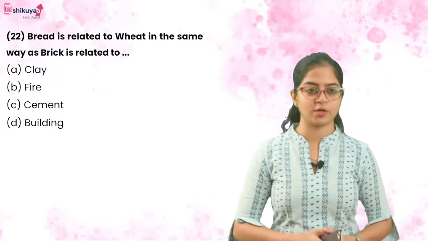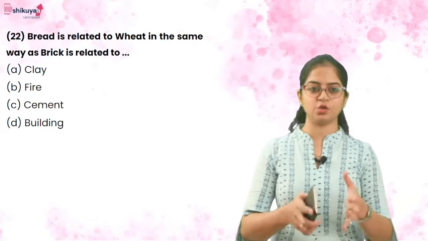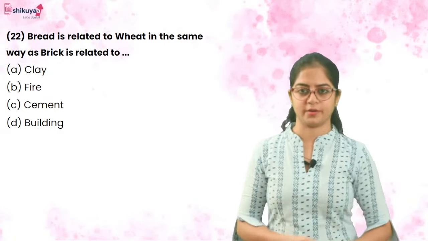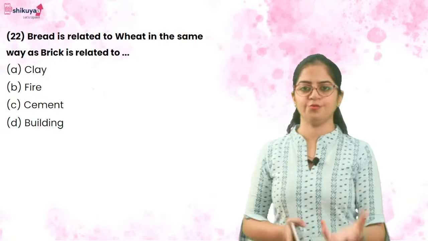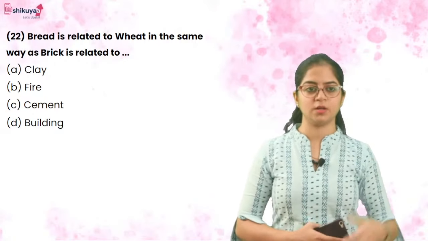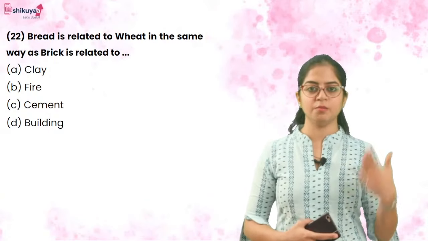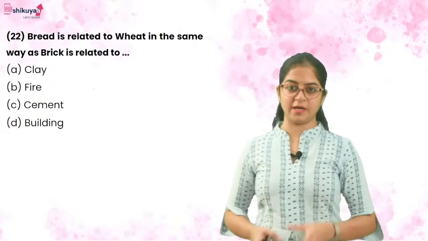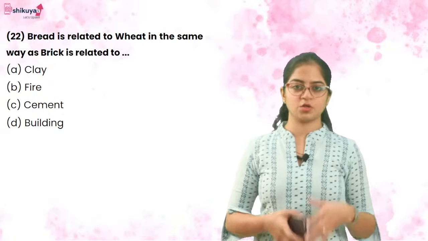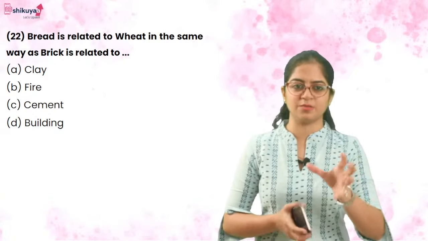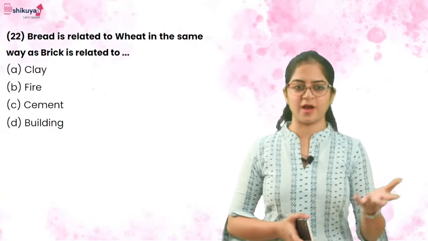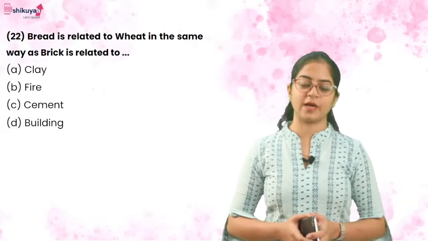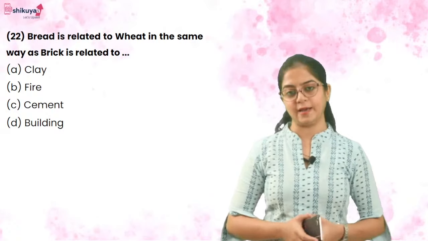Let us have the next question. Bread is related to wheat in the same way as brick is related to what? Okay, so bread is made out of wheat. Now, brick is made out of what? Clay, fire, cement, building. Of course we use brick to construct a building, right? So cement, no, we don't make brick out of cement. Brick is made up of clay. Of course, fire has nothing to do with the given word, right? So we can go with option A, that is clay.